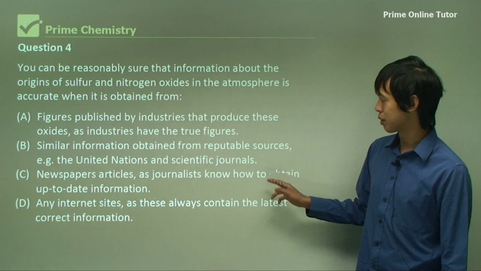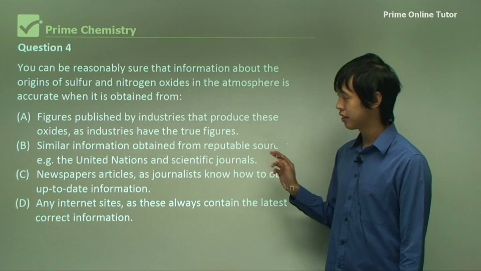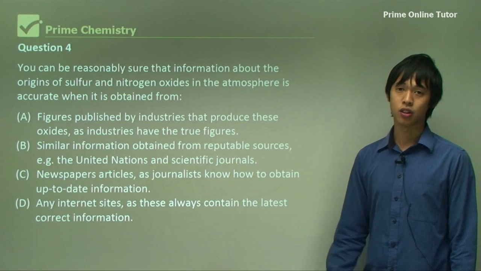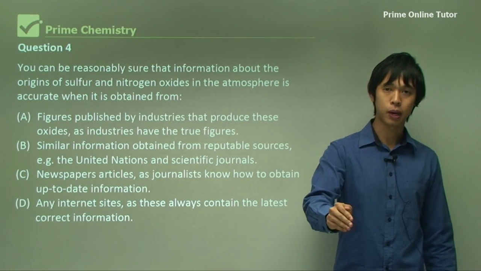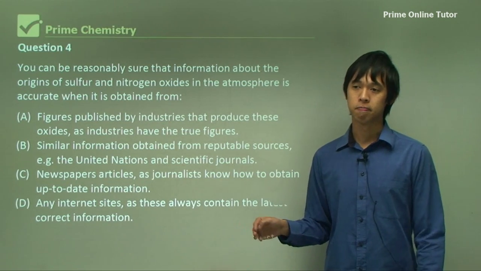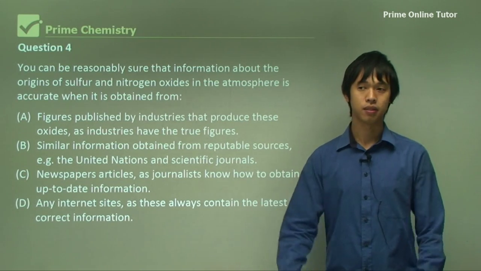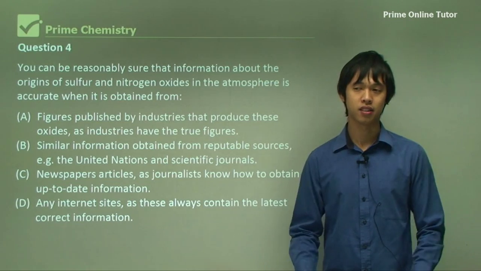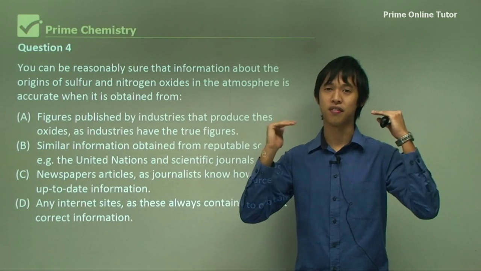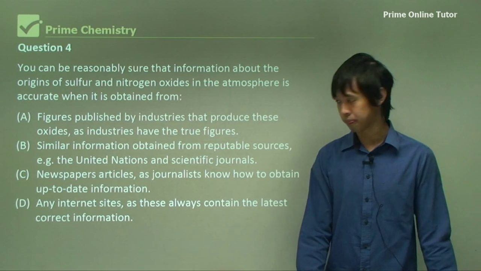So B, similar information obtained from reputable sources. Okay, that's very likely. So scientific journals are peer reviewed. So what that means is scientists try to publish a paper, publish some results. Those results are scrutinized by other scientists. And then if they pass the scrutinization stage, then it's useful, it's knowledgeable. So you can trust that it's passed a certain level of scientific validity. So this is probably a good way to look at it, but we'll go through the other ones just in case there's a better one.